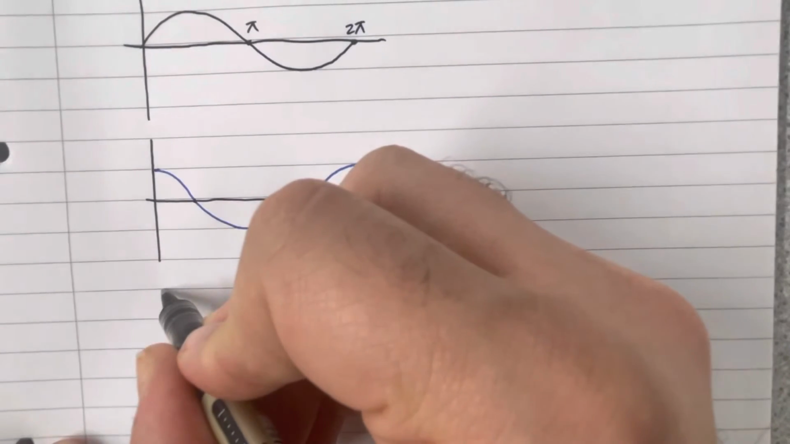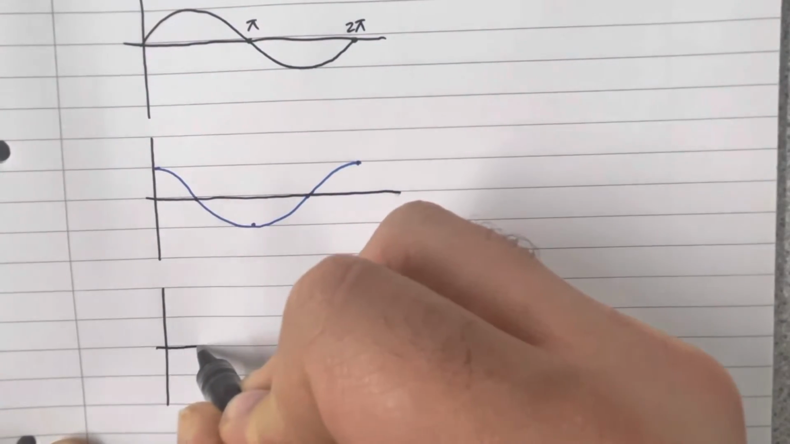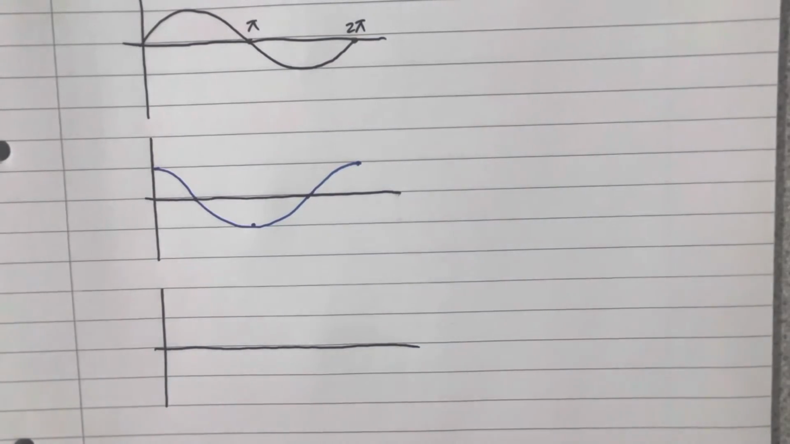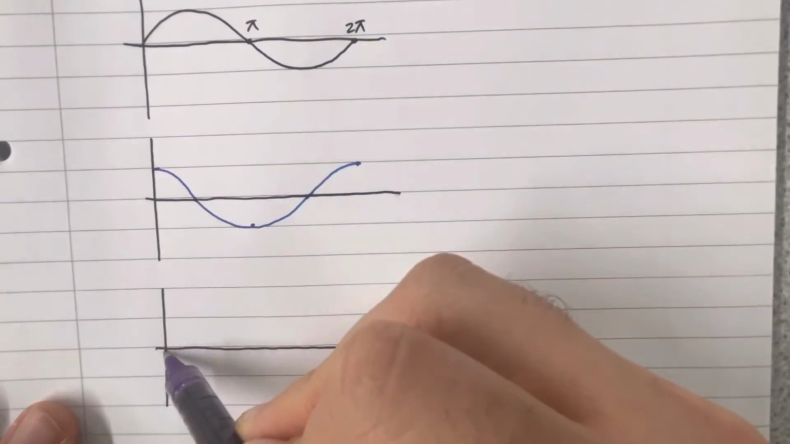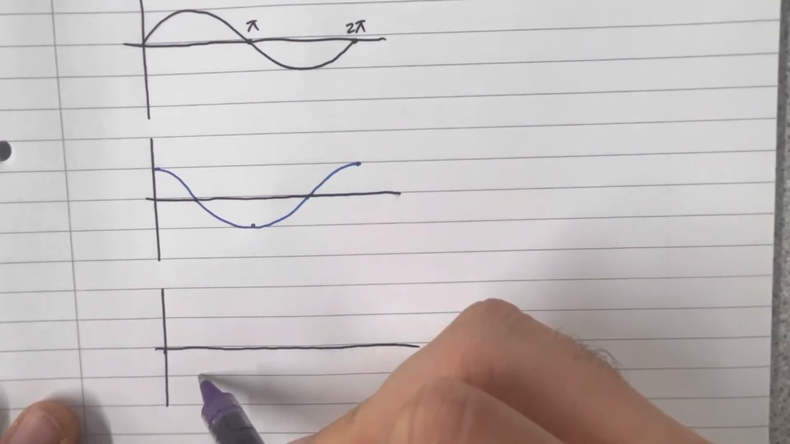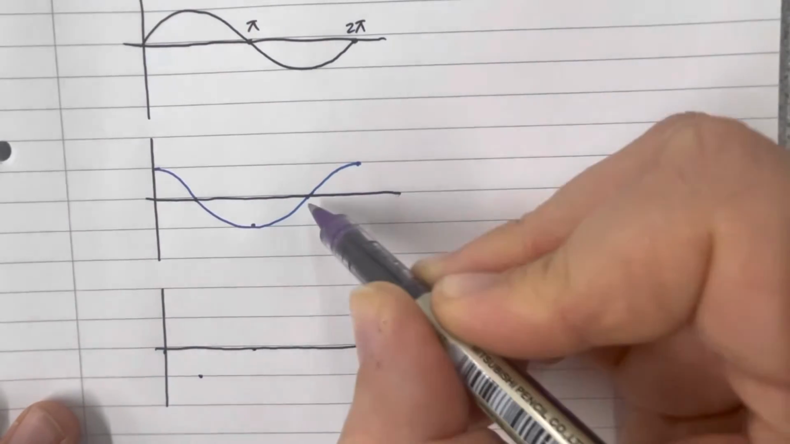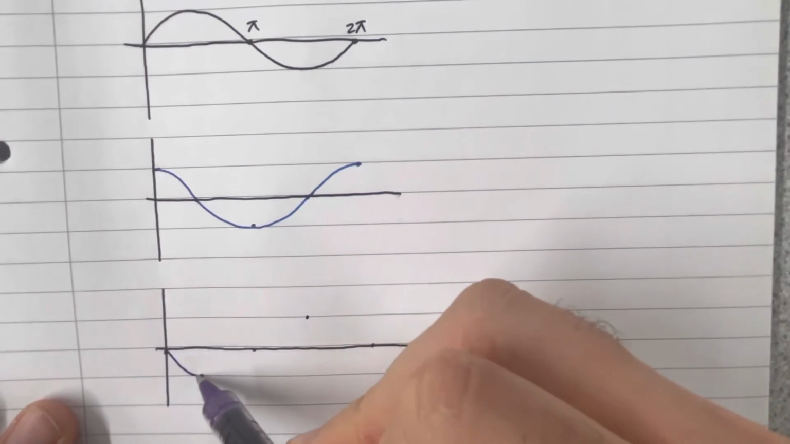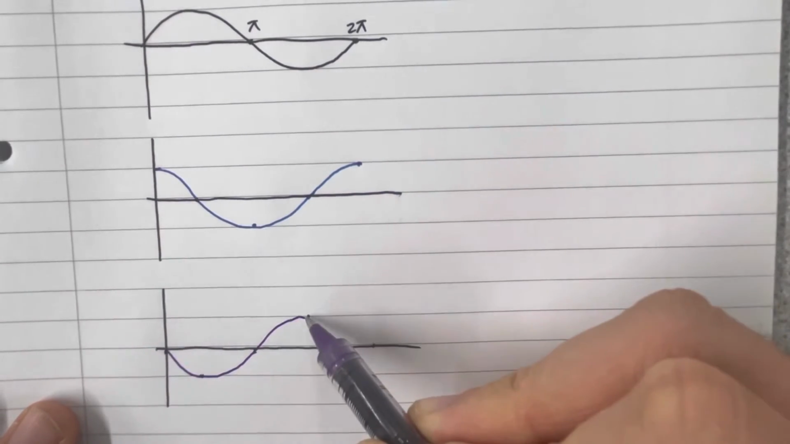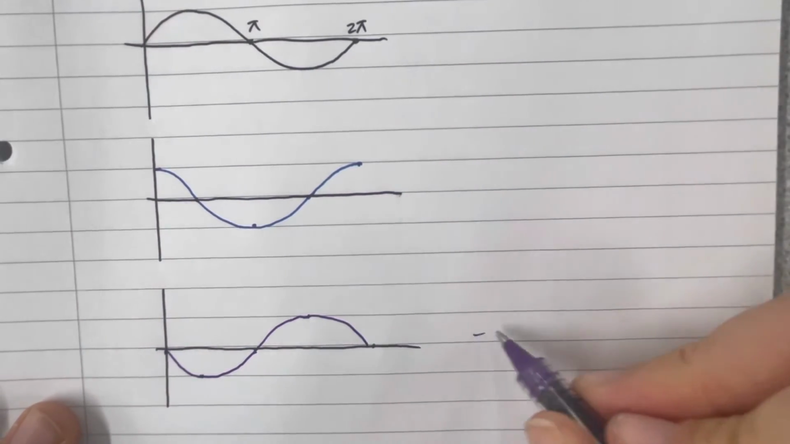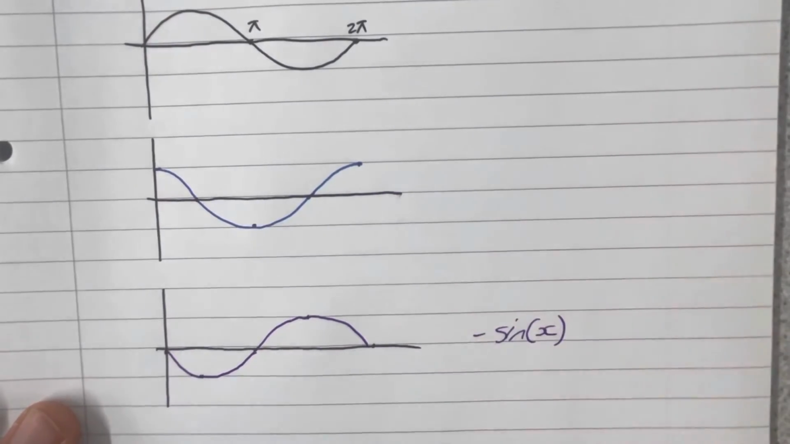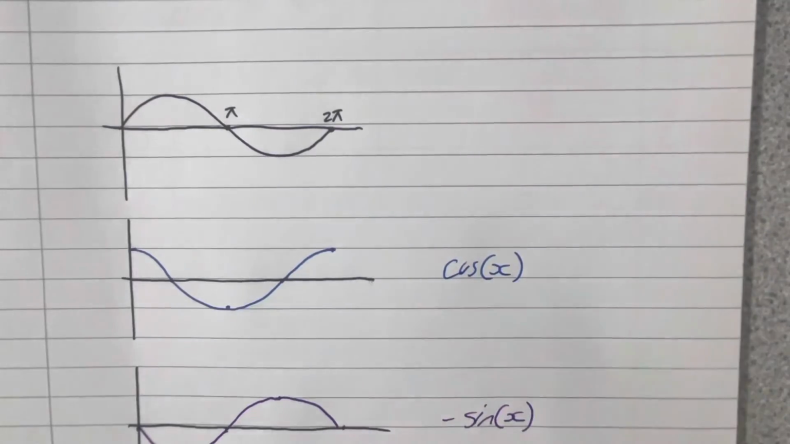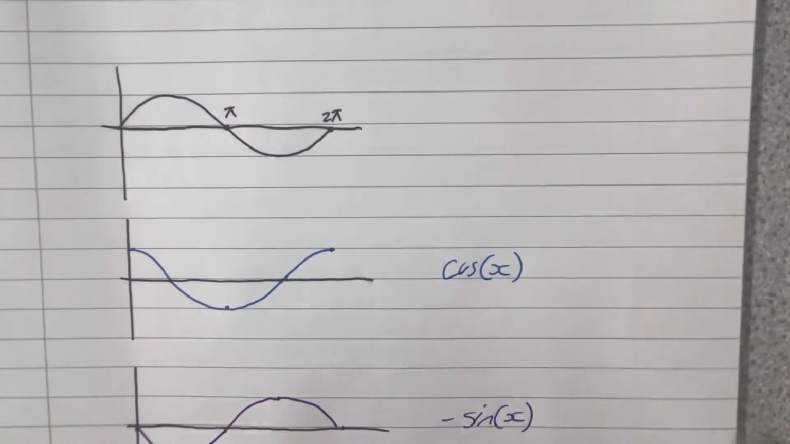And if we differentiate the cosine curve, again, look at the gradients. The gradient of that is 0, the gradient here is negative, the gradient here is 0, the gradient here is positive, and the gradient here is 0. We end up with the negative sine. So it's minus sine of x. This one was the cosine of x. This one was the sine of x up here.